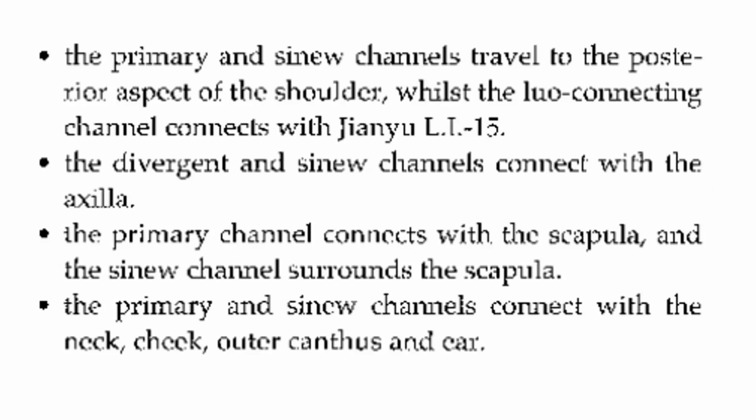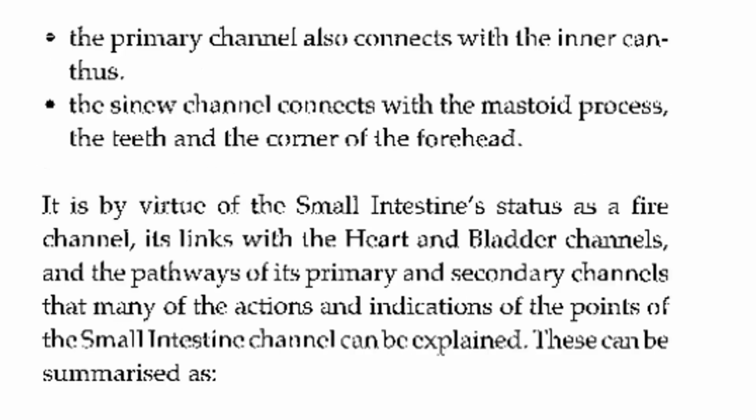The divergent and sinew channels connect with the axilla. The primary channel connects with the scapula, and the sinew channel surrounds the scapula. The primary and sinew channels connect with the neck, cheek, outer canthus, and ear. The primary channel also connects with the inner canthus. The sinew channel connects with the mastoid process, the teeth, and the corner of the forehead.